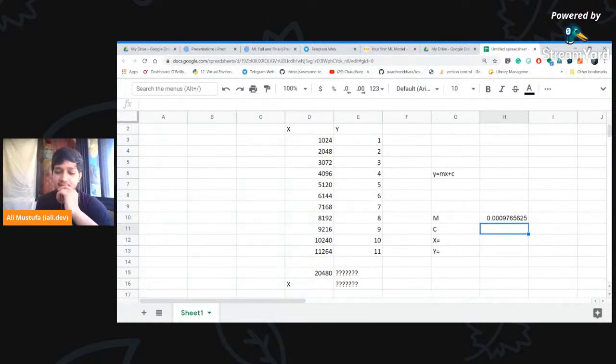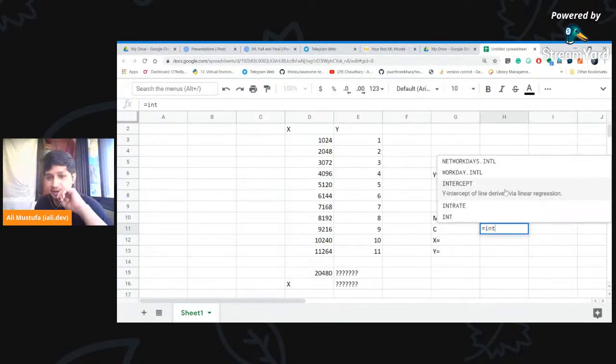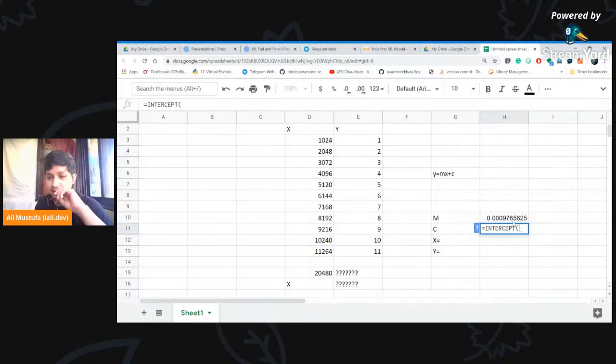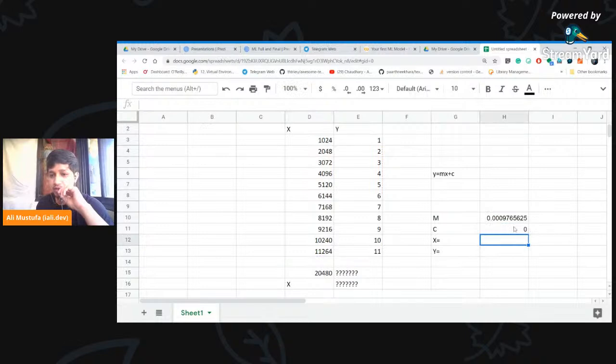Now, how do we calculate the intercept? Again, we have by default an input function of intercept, and we need to pass y, comma, x, and then we can get the intercept. Usually we replace c by b, that is bias, okay? But currently we are just following the line.